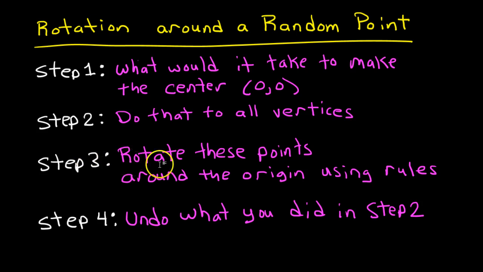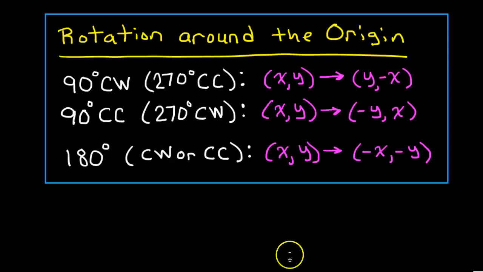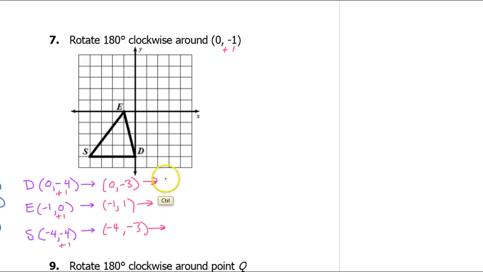Okay, step 3. Rotate these points around the origin using rules. So if I want to rotate these points around the origin, the rules say if we want to do a 180 degree rotation in either direction, we just change both signs. There's no switching, you just change both signs. So that's what I'm going to do. So this is going to become (0, 3), (1, -1), (4, 3).